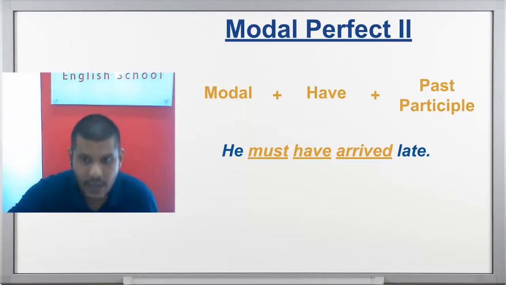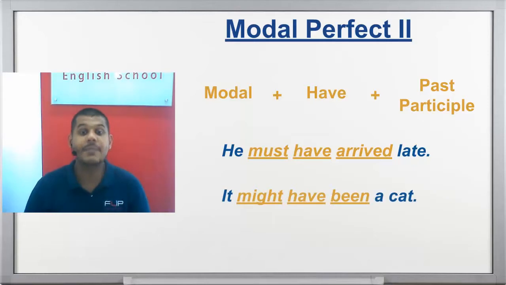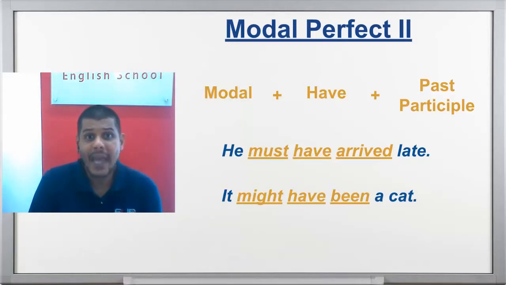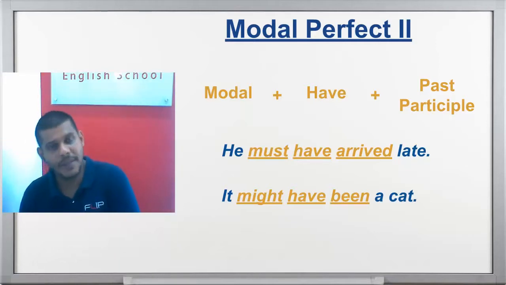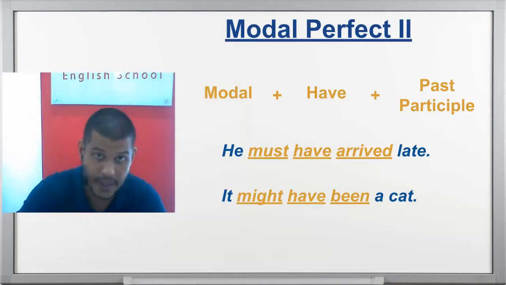Okay? So let's take a look at the second example I have here for you. It might have been a cat. I heard a noise outside my house, but I have no idea what that noise was. So I believe that it might have been a cat, but I'm not sure at all. Attention again to the structure. Might plus have plus been, which is the past participle of the verb be.